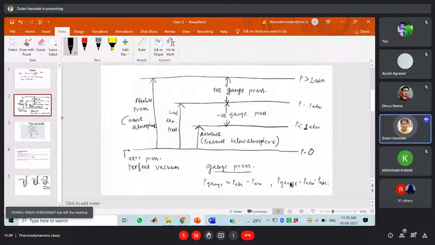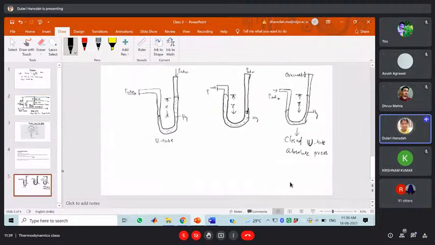So this is the difference of your P absolute minus P atmospheric. Another one is the P atmosphere minus P absolute. Okay. So depending upon your absolute pressure, this gas pressure can be found out. So this type of U-tube will be used to find the gauge pressure.